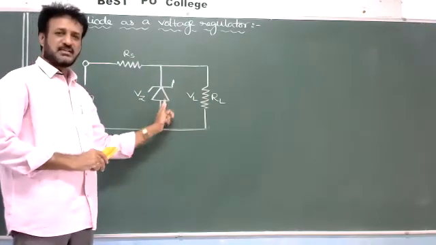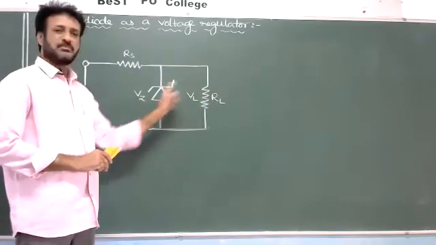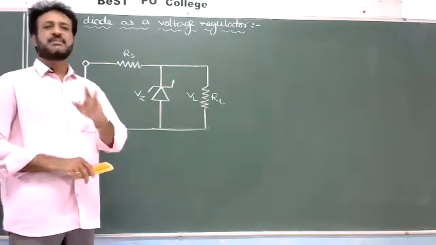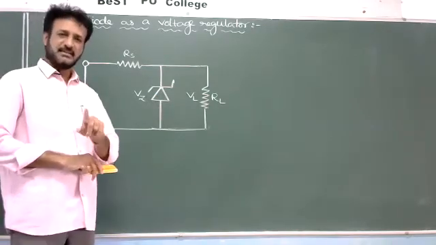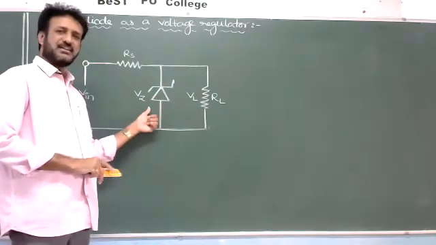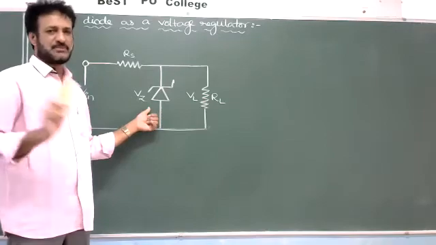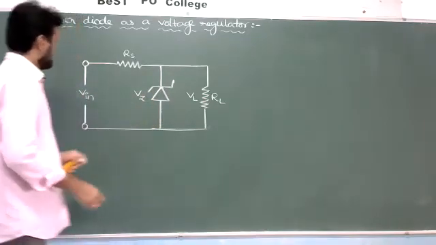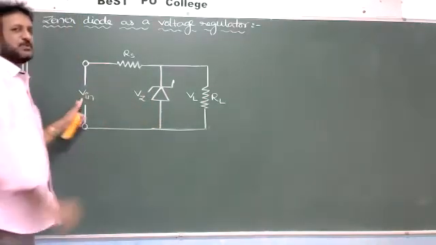Generally both are connected in parallel. Whenever both are connected in parallel, the potential difference will be the same. So the VL value and the Vz value are both equal. There will be no difference. Both are exactly equal. Now, next is the input voltage.